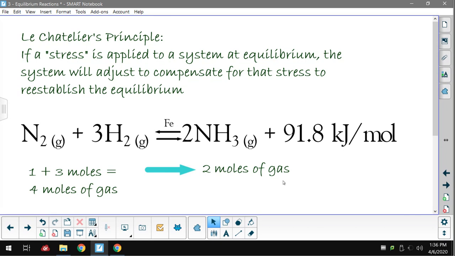So that's what we're talking about, a stress. Le Chatelier talked about adding and removing temperature, adding and removing heat, adding and removing pressure, adding and removing concentrations. All of those are different kinds of stresses.